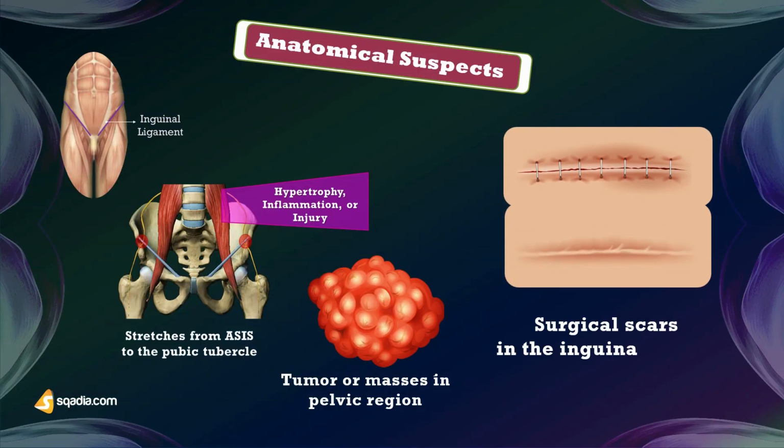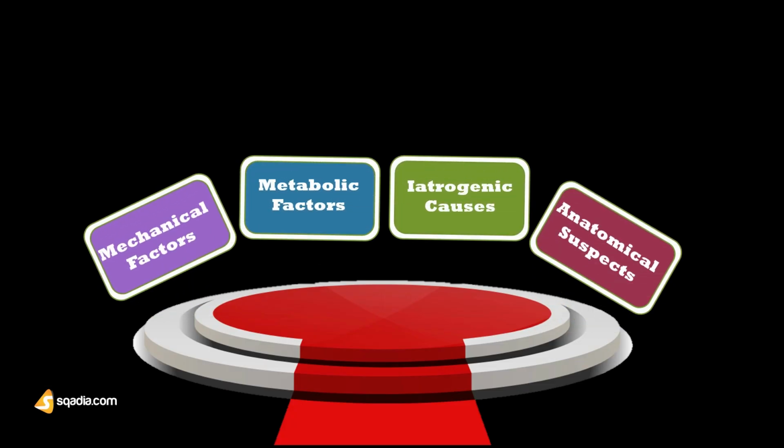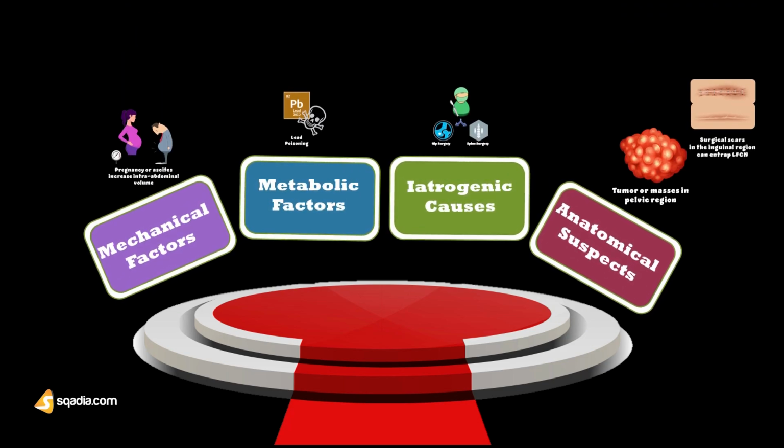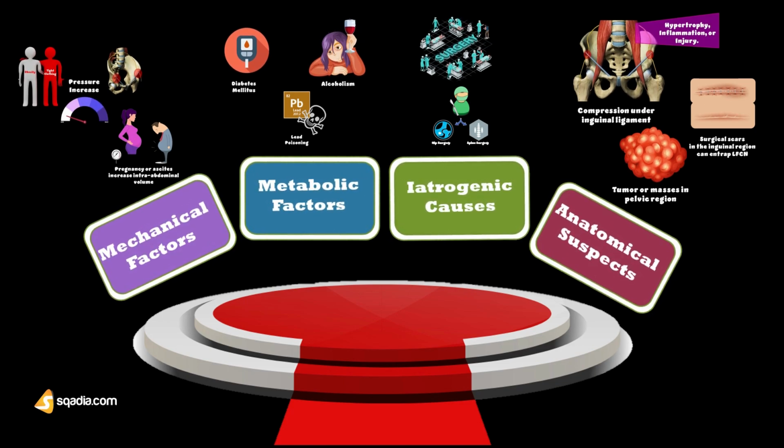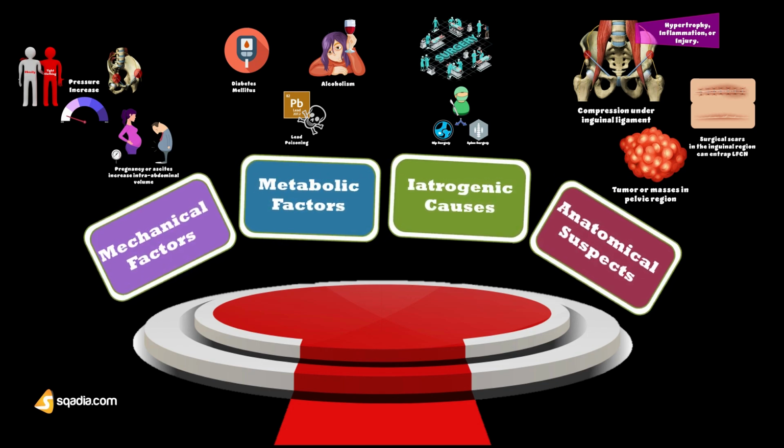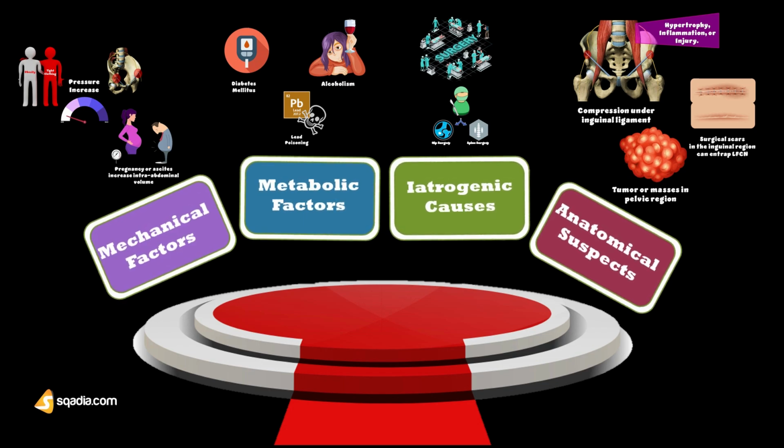And let's not forget about scar tissue, the remnants of past battles. Surgical scars or traumatic scars in the inguinal region can entrap or compress the LFCN, creating their own unique challenges. In this complex performance of Meralgia Paresthetica, it's the combination of these characters, mechanical factors, metabolic influences, iatrogenic mishaps, and anatomical structures that shapes the storyline. As medical detectives, it's our mission to unravel this captivating mystery, identifying the causes and helping our patients find relief from the burning sensation that plagues their thighs.